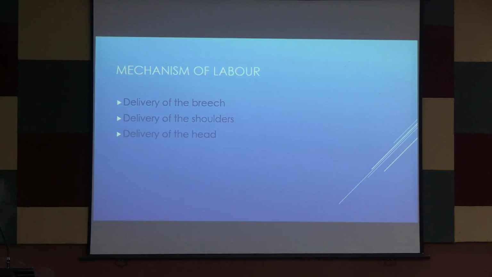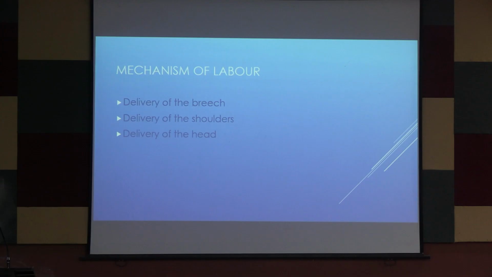1/8 of the circle anterior rotation. The anterior buttock hinges under the symphysis pubis, and the posterior buttock slips over the perineum due to lateral flexion. This portion hinges under the symphysis pubis, and the posterior buttock is delivered by way of lateral flexion. Okay, lateral flexion.